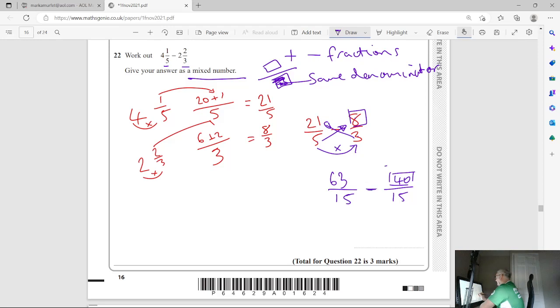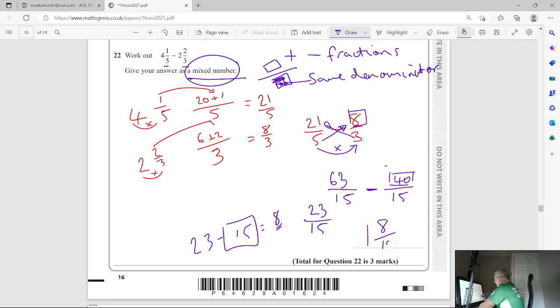Okay, and remember, we're taking this away. Because I've got the denominator the same, I'm going to end up with 15 as a denominator, and 40 away from 63 gives me 23. Remember, we want it as a mixed number. So I can get one whole lot of 15 out of there. And if I took one full box of 15, 23 take away 15 would give me 8 left over. So I've got 8 15ths, and that's my answer.